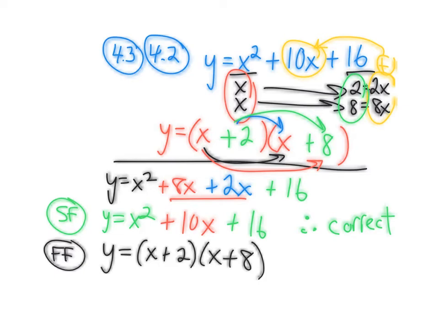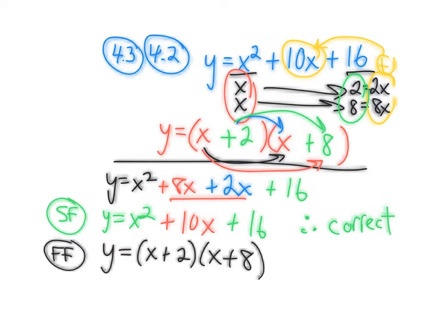So we've decomposed 10x. But this technique uses decomposition in a slightly different way. We go towards 10x instead of going backwards from 10x. So we determine factors of the first term, x times x, factors of the last term, 2 times 8.